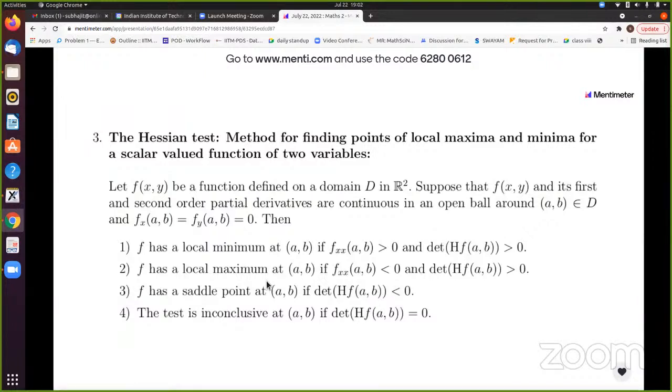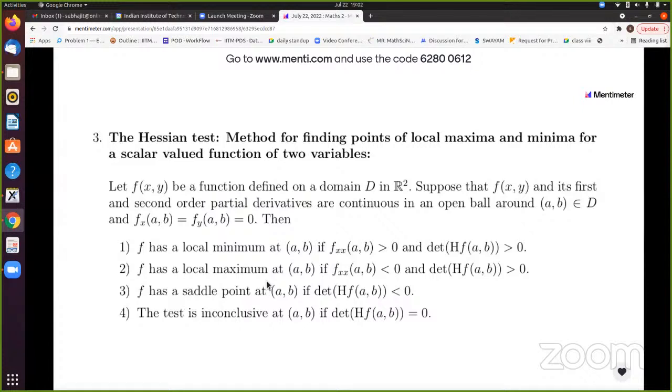Sir, suppose the function is of the form p by q and it is not piecewise. Suppose the function is x square minus y square upon x square plus y square. Let me conclude. So for this function, why does this test not give us anything? Can anyone point out why we get fxx at 0,0 which does not fall in any of these conditions?